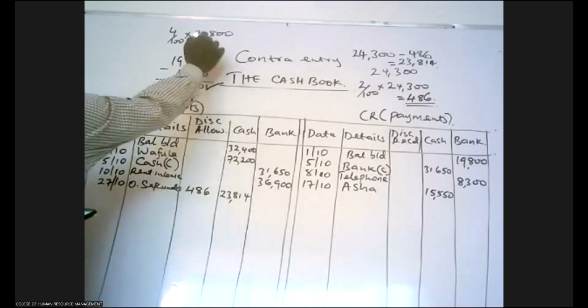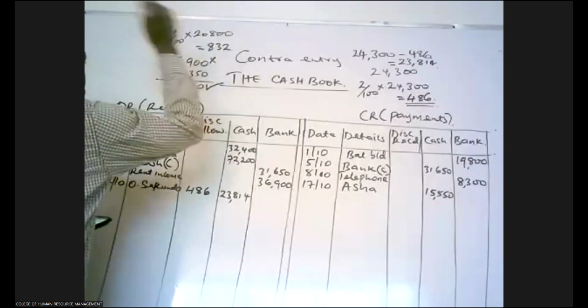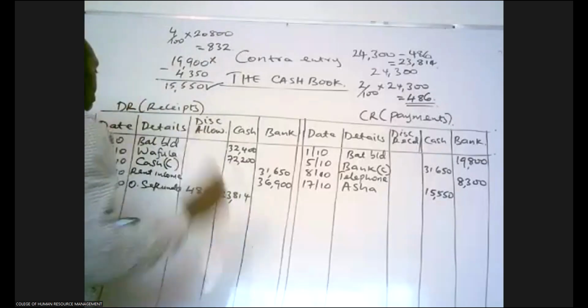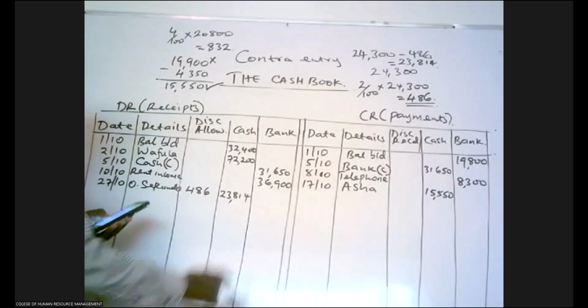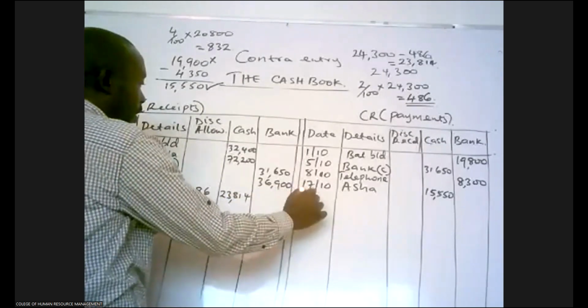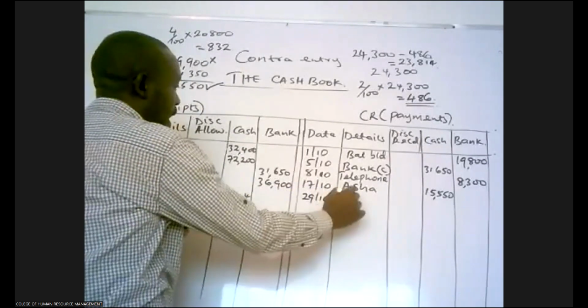$832. So it is actually a payment paid by check. So you will come here and record on 29th of 10, we are paying Abdi.